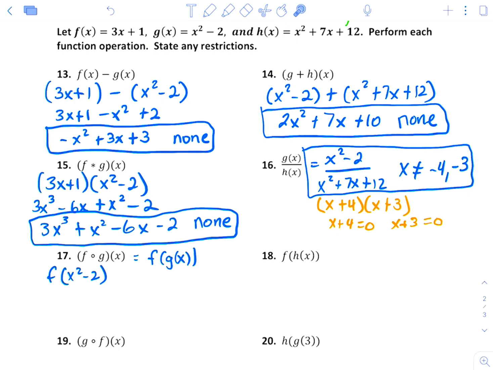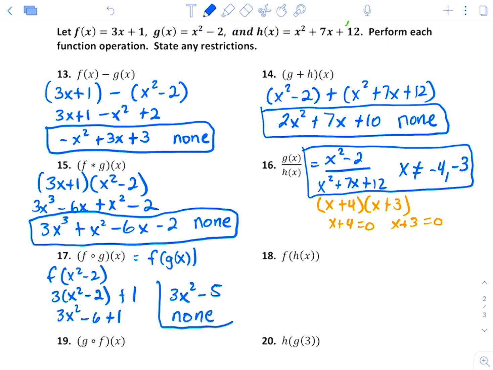So then this is telling me that I need to plug that x squared minus 2 in for all of the x's into my f of x equation. So I'm replacing this x with that x squared minus 2. So this will be 3 times x squared minus 2 and then plus 1. And now we're just simplifying. So I would need to distribute. So 3x squared minus 6 plus 1. And then if I combine like terms, this will be 3x squared minus 5. And I'm not going to have any restrictions since I have that quadratic equation.